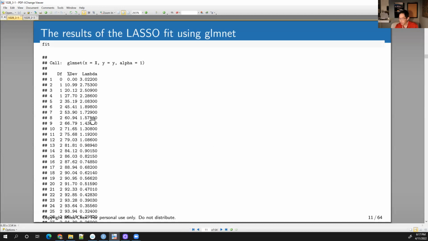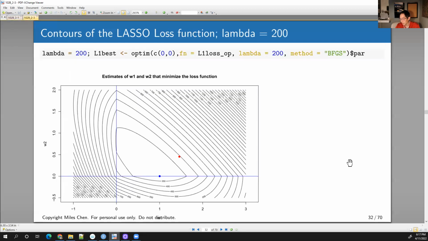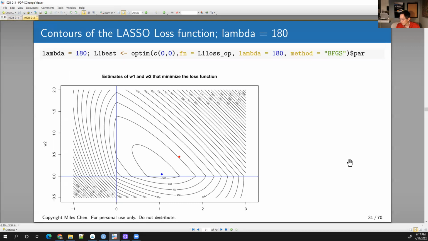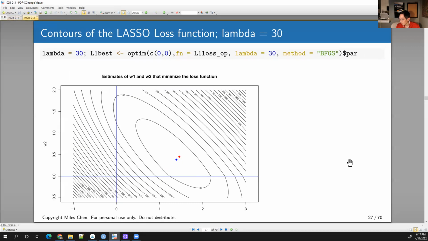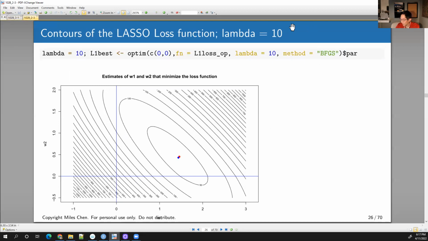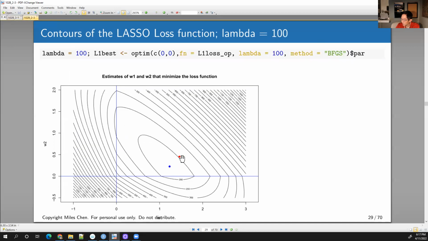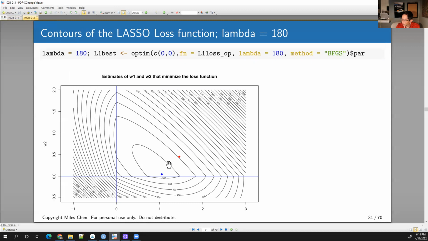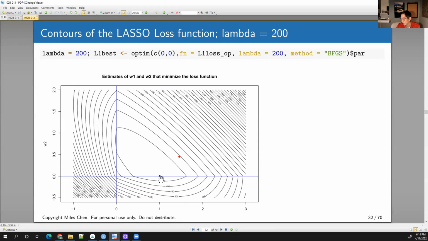Basically, the relationship is that as we decrease lambda, which is automatically determined by glmnet, it allows the coefficients to get bigger, and it allows more and more of these coefficients to be non-zero. Here my lambdas are on a completely different scale, but as I decrease the lambda, they become closer to OLS. And as I increase the lambda, it shrinks the coefficients until one of the coefficients effectively becomes 0.